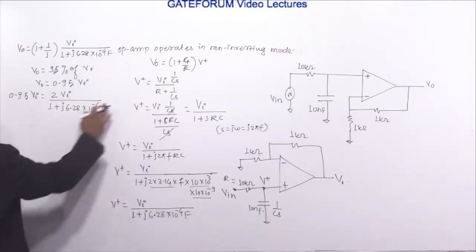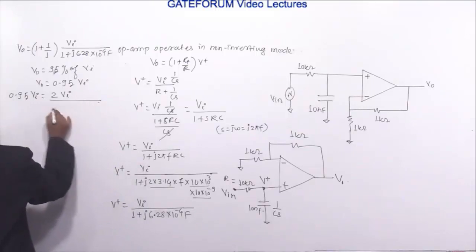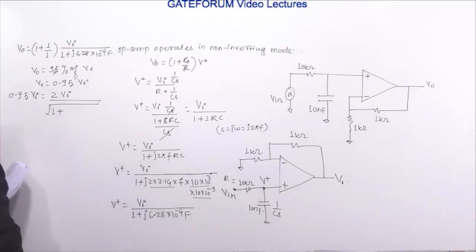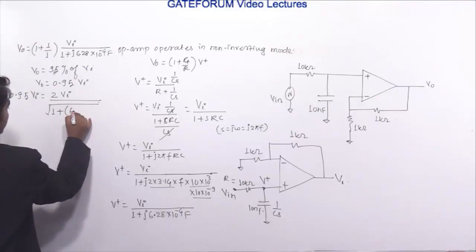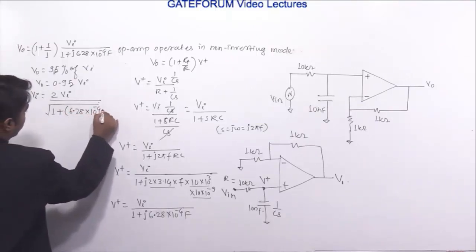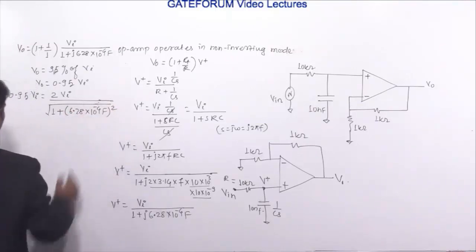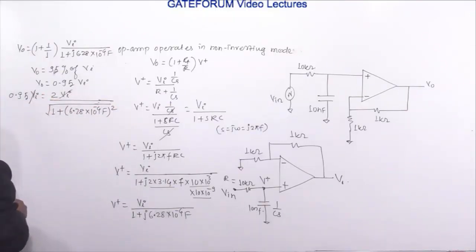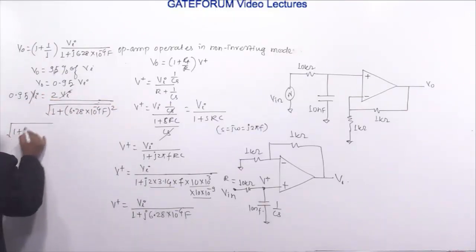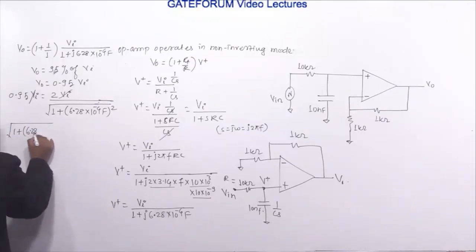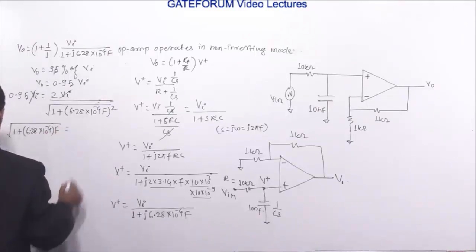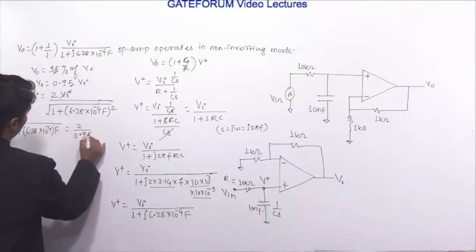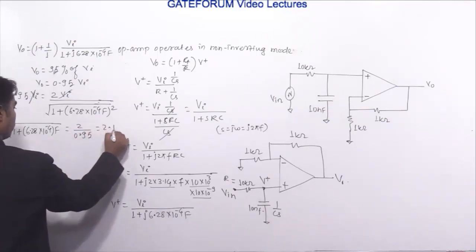Now see, we can take the magnitude of this also. There is no need to do this because we need the frequency, we need not the phase. Means 1 square it will be same, and j 6.28 into 10 raised to power minus 4 f square. This Vi gets cancelled. Now it will be 1 plus 6.28 into 10 raised to power minus 4 f equals 2 by 0.95. Therefore it will be 2.105.